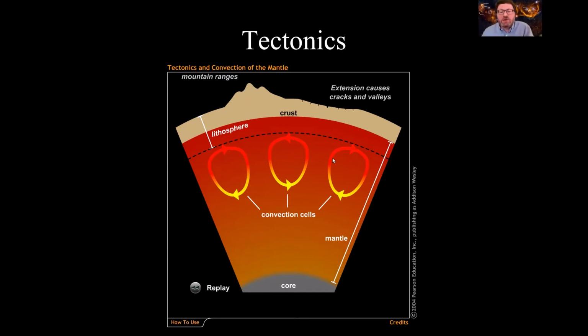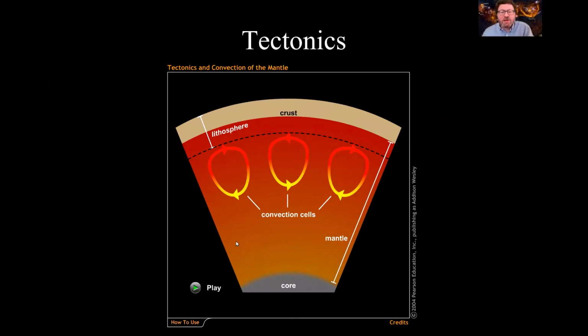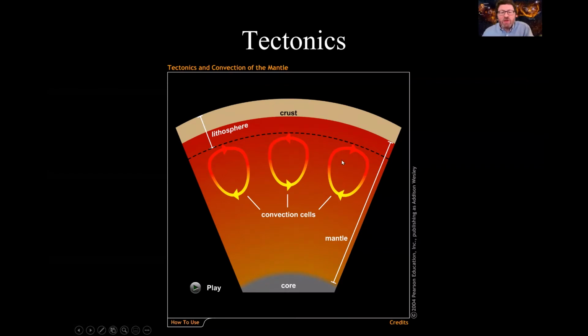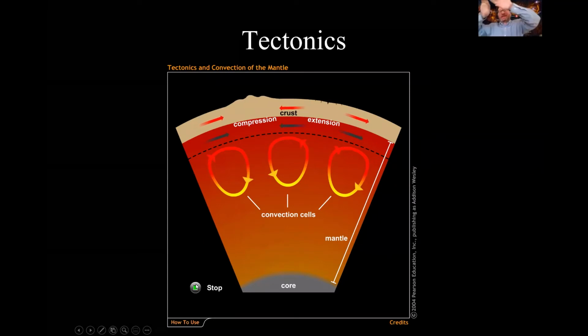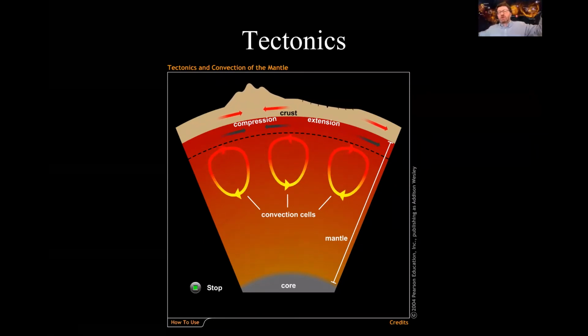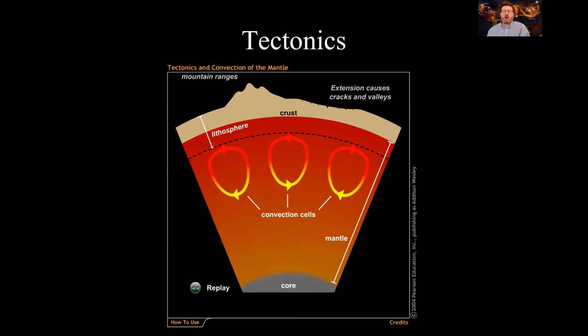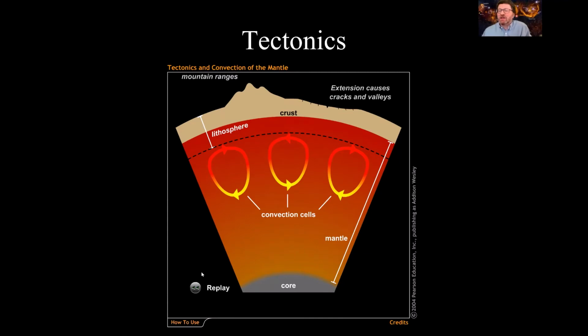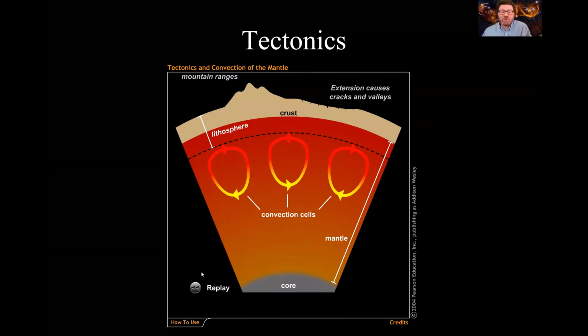Or if you look at these two convective cells on the right, notice this one is counterclockwise, while this one is clockwise. So they're both pushing away from this central region. And so there you have an extension. The material gets stretched out. And so that would cause cracks and valleys and other surface features similar to that.